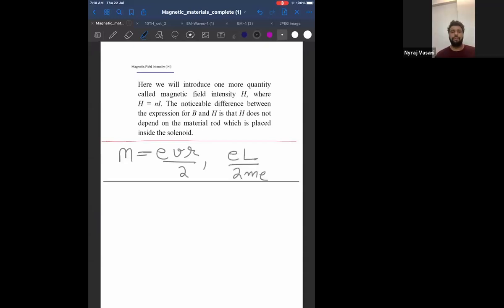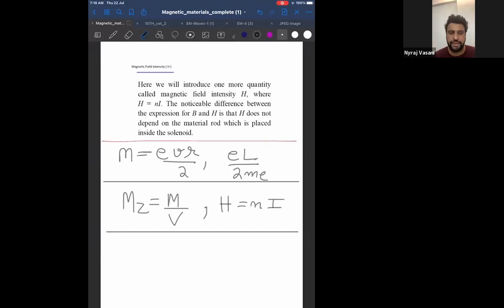Check all of you whether you have this formula there. Okay. Next, we have magnetization, which is magnetic moment per unit volume. Check whether you have studied this formula. Then we have magnetic field intensity H equal to Ni. Check whether we have studied that. Because all these formulas will come again today.